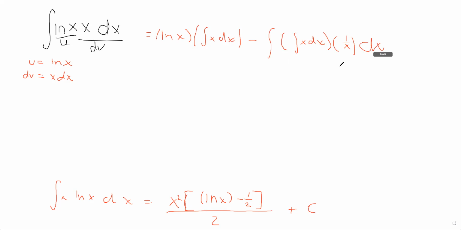Or hang on a second. So this should be uv minus the integral of v du. So du would be dx over x, and then v would be the antiderivative of x, which would be 1 half x squared if we use that integration power rule. That's true. So try that part again.